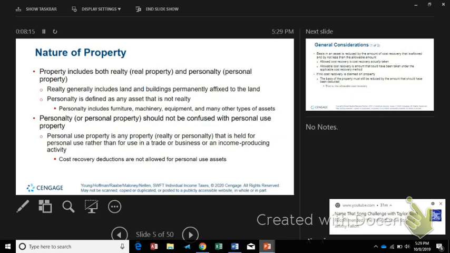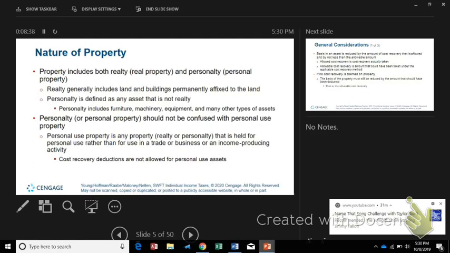Okay, so the college here and the land that it exists on. All right, and so those are usually things that are permanently affixed to the land. So this building is not going to be removed from this land very easily. And then personality is defined as any asset that's not realty. So you're usually looking at equipment, and you're looking at the machinery and everything else that goes along when you're thinking of a business. All right?